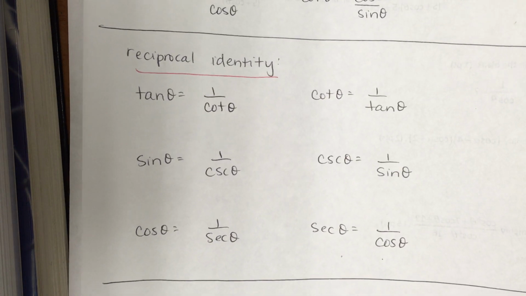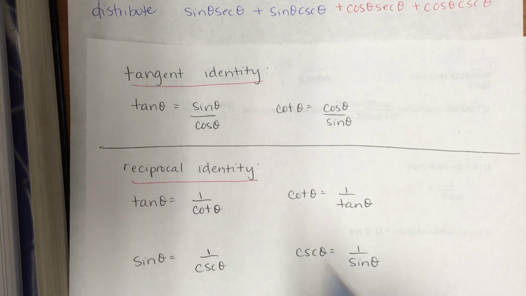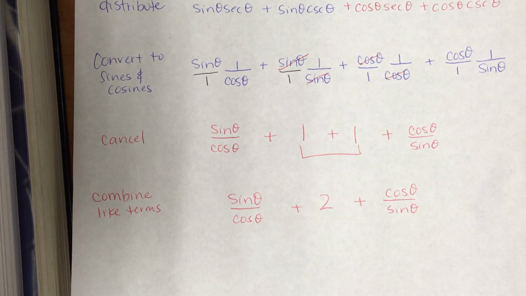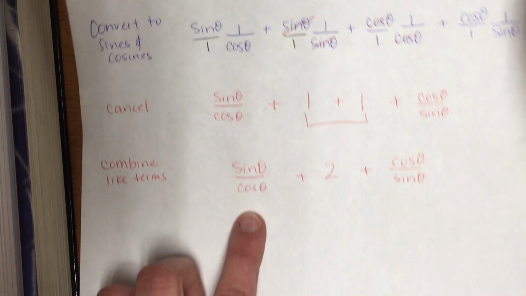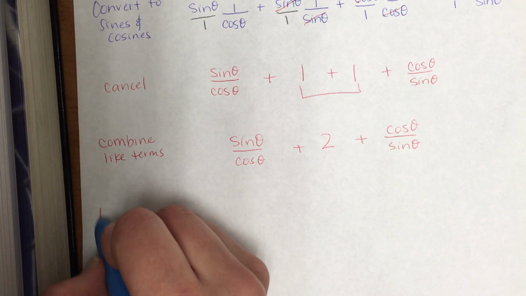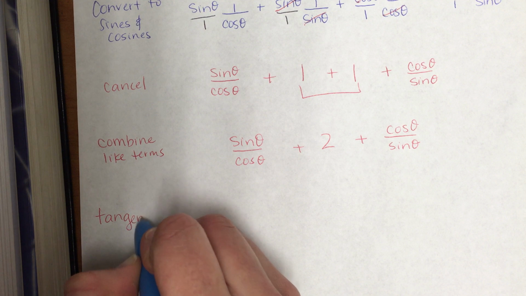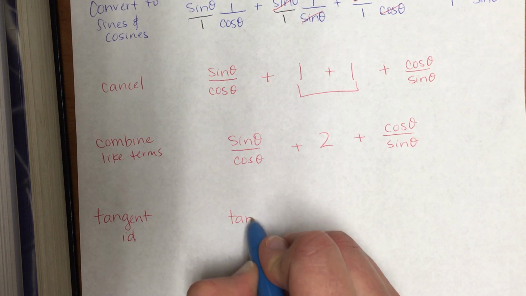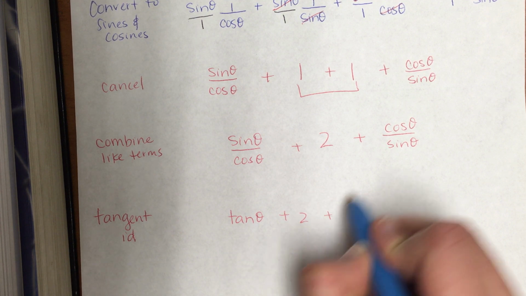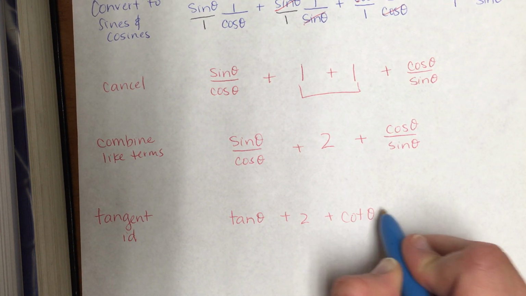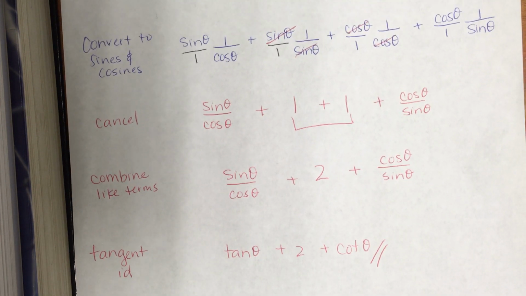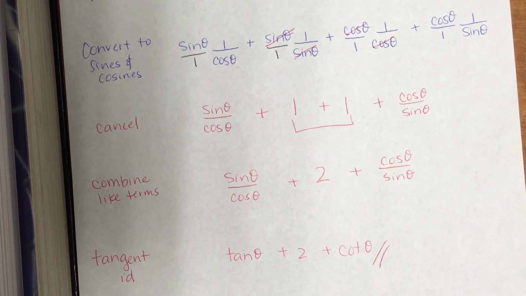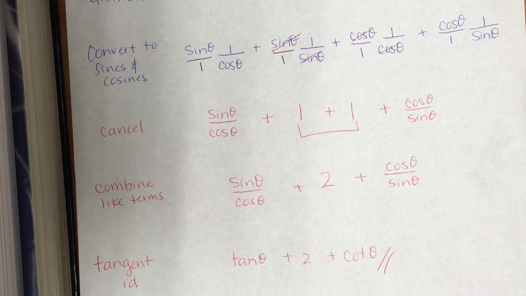Luckily, we know how to convert. Sine over cosine is tangent, cosine over sine is cotangent. So I can use my tangent identities here, or you can say convert back, or you can just say convert. And so this first fraction is tan theta, and this last fraction is cotan theta. And now I've gotten where I'm supposed to. So full problem: distribute, convert, cancel, combine like terms, and use your tangent identity.